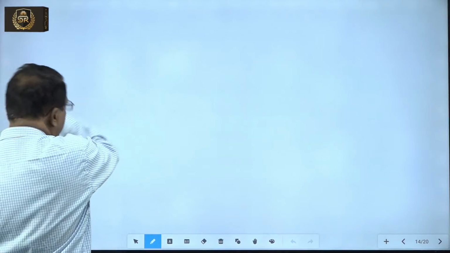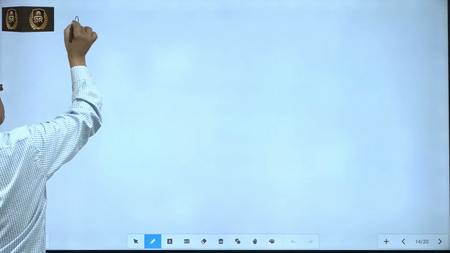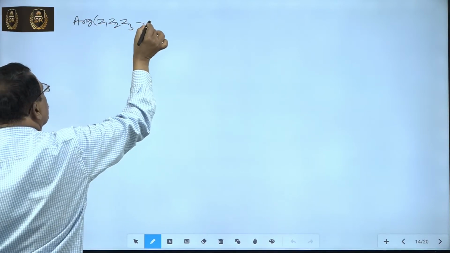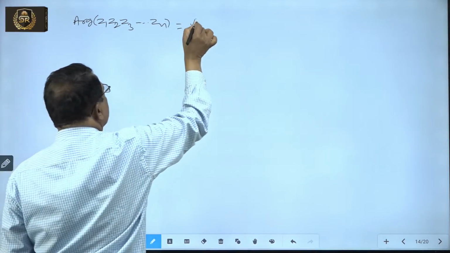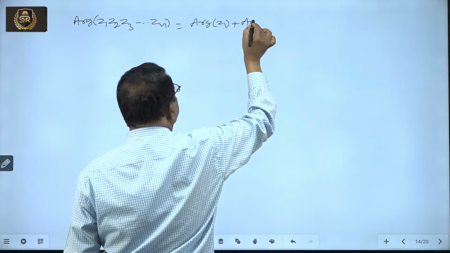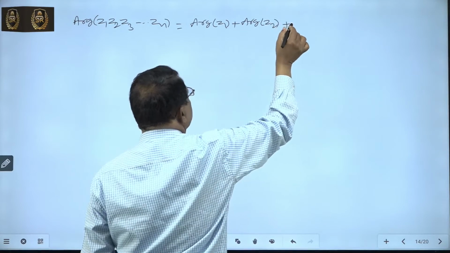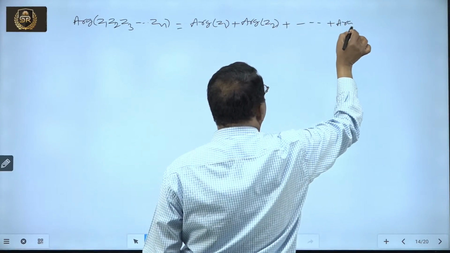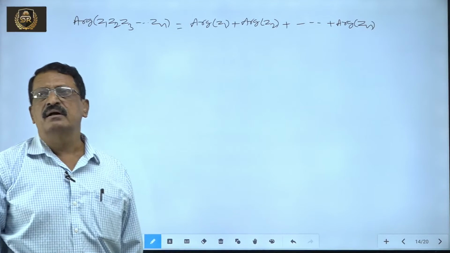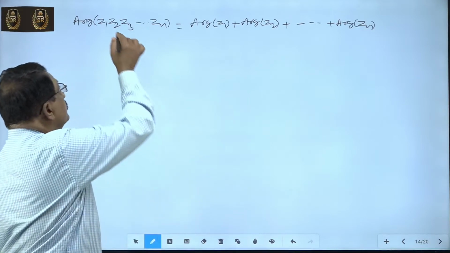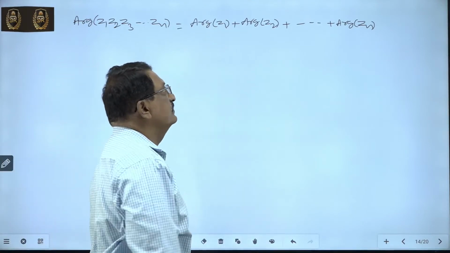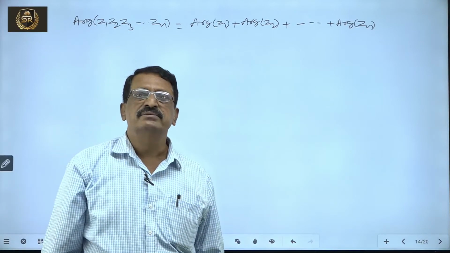Similarly, suppose Z1, Z2, Z3 up to Zn are n complex numbers. Then argument of Z1 into Z2 into Z3 up to Zn equals argument of Z1 plus argument of Z2 plus argument of Z3 up to so on plus argument of Zn.